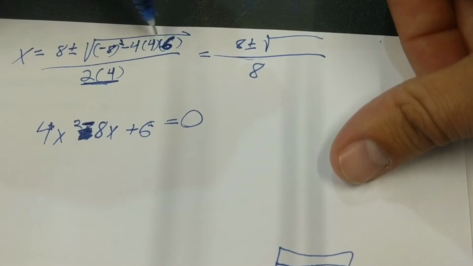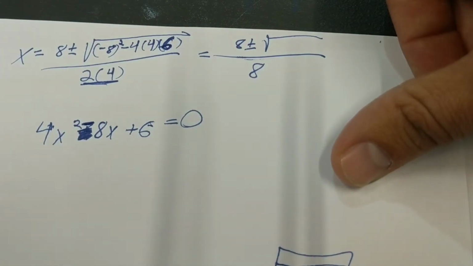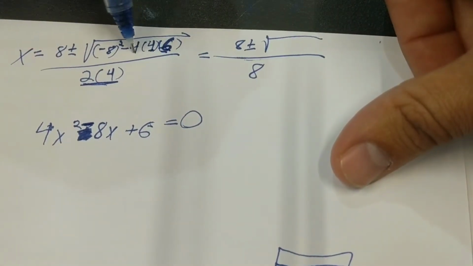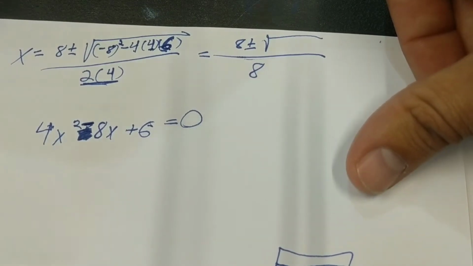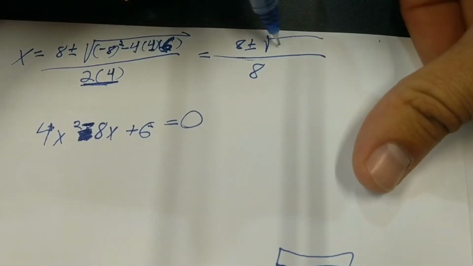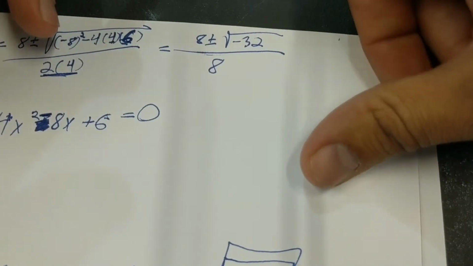Anyway, so that's 64, and 4 times 4 times 6, that's 16 times 6, or 24 times 4. If I do it that way, that's the same thing as 12 times 8, so that'd be 96. So this is 64, take away 96. That's going to be negative 32, I think. And that's where we get imaginary solutions coming up.